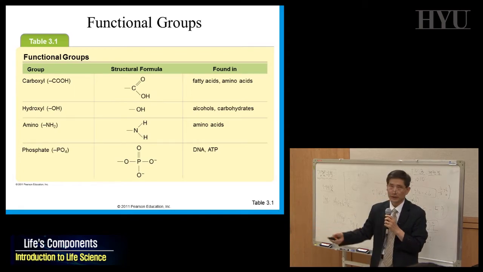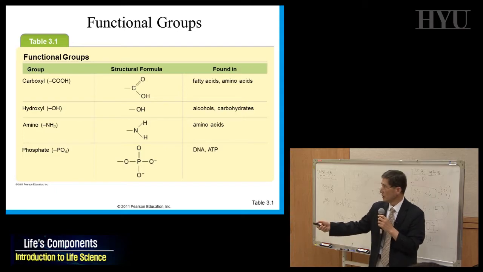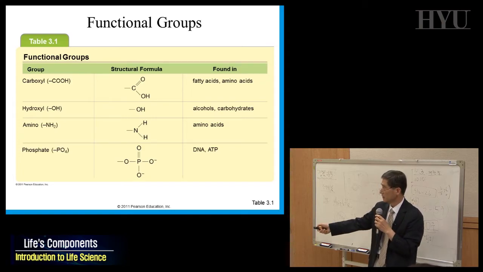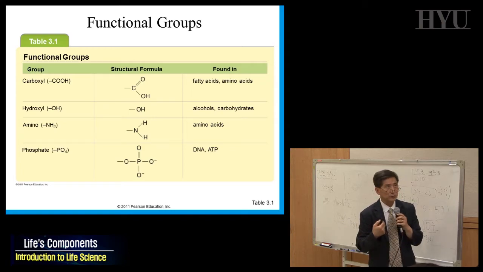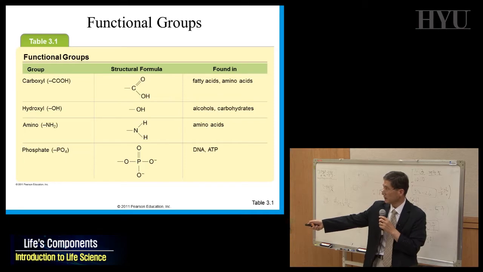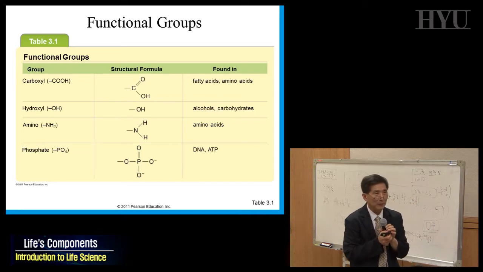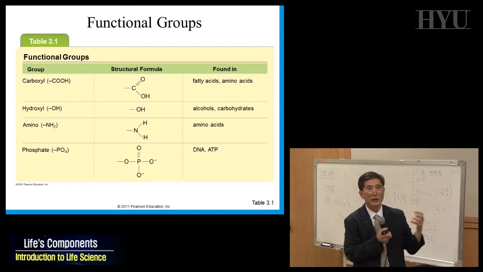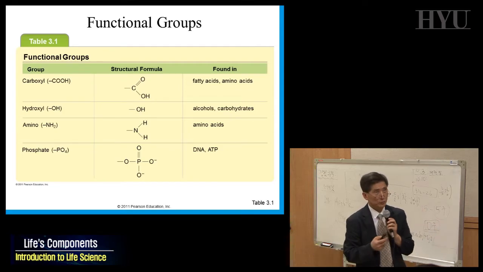Hydroxyl group, it's easy, OH. You can find this in alcohols and carbohydrates. Okay? Alcohols, so mostly if you have this structure, they will have a name ending in -ol: methanol, ethanol, propanol. They all have this OH group.